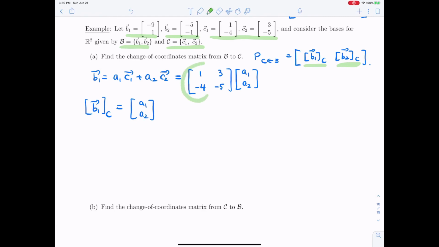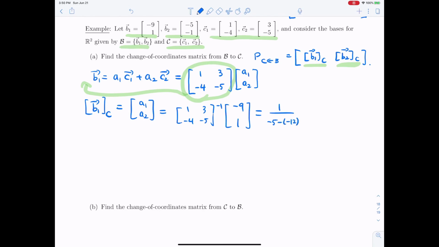And if you multiply by the inverse matrix of this one, then this equals [1, -4; 3, -5] inverse times (-9, 1). In other words, it's 1 over the determinant, which equals -5 minus -12. And the adjugate is [-5, 4; -3, 1]. And you multiply this by (-9, 1). In other words, you will get 1 over 7 times (42, -35), or this equals (6, -5).